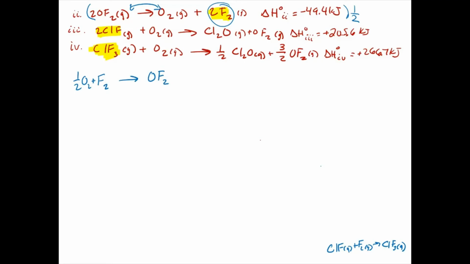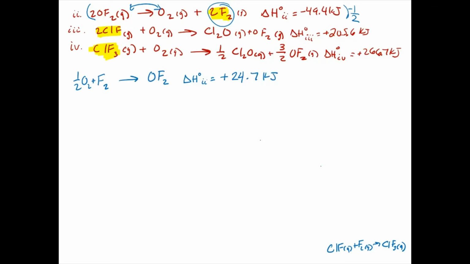At the moment, I'm just going to kind of ignore their states of matter. I know they're gaseous already. Delta H now is negative 1/2 since we're flipping it. That means flipping the signs. So now delta H is positive here. And 49.4 divided by 2, so it's positive 24.7 kilojoules.